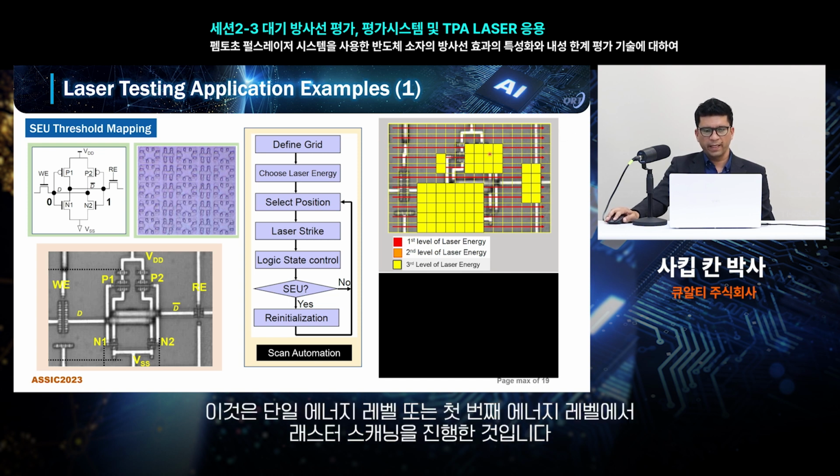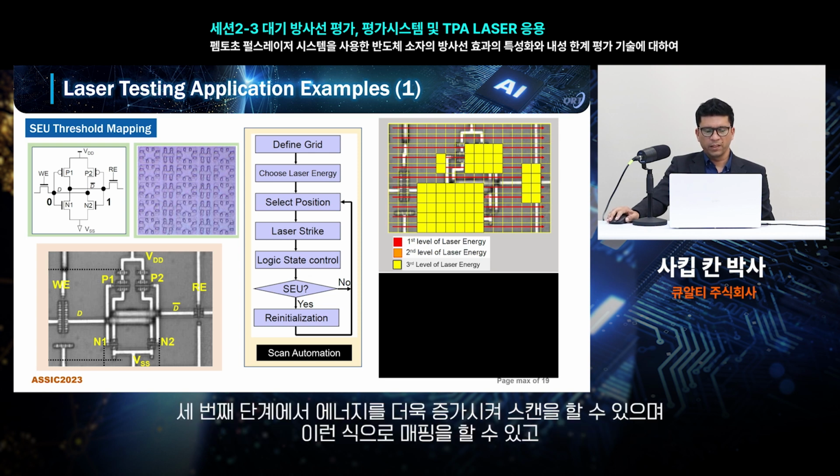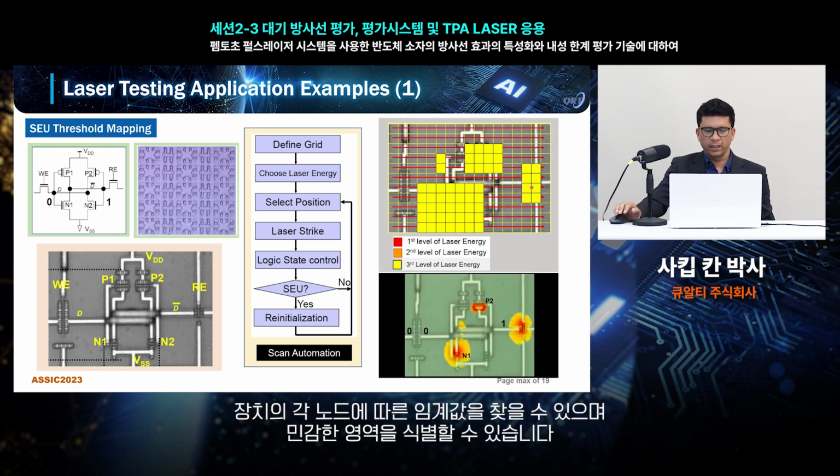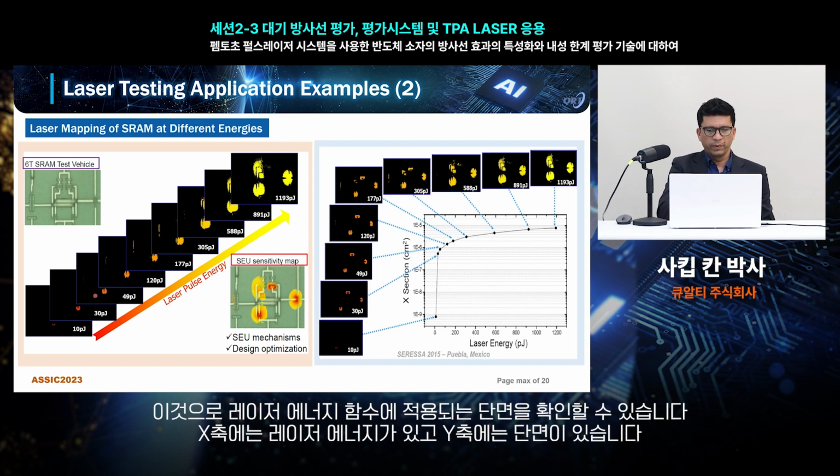This is raster scanning for a single energy level, or the first energy level. Then in the second step, the energy can be increased and the scanning performed. In the third level, energy can be further increased and scanning performed, and in this way the mapping could be performed, the threshold could be defined for each node of the device, and the sensitive area can be identified. The second example shows how an increase in energy can find different sensitive areas and the size of the sensitive areas, which can be used to find the cross-section as a function of the laser energy.